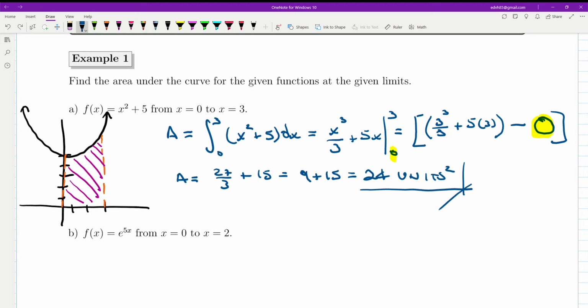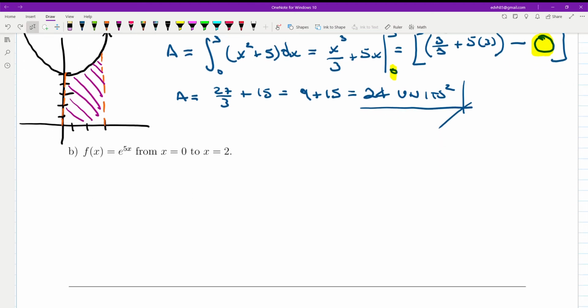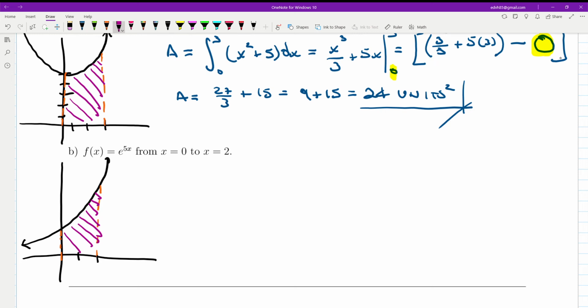All right. So let's look at another example, the exponential function e to the 5x from 0 to 2. And let's sketch this function again. The exponential function looks like this, and from 0 to 2, let's just roughly sketch it like this, 1, 2, and we want this area right here under the exponential. So let's integrate from 0 to 2 e to the 5x with respect to x.